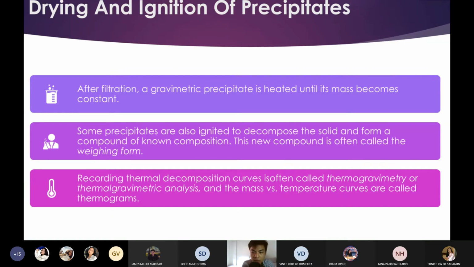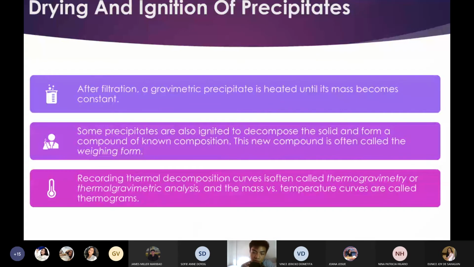Ba't kailangan kunin yung constant mass? Kasi nga, may water molecules doon, di ba? And yung water molecules, pwede yan makuha from the air, or doon sa liquid na pinagmula ng iyong precipitates. So, gagawin mo, iinitin mo siya for hours or days until you will get the constant mass. So that water will not interfere with your calculation. No? Kasi kapag mabigat yan due to water, mali yung calculations na makuha mo.